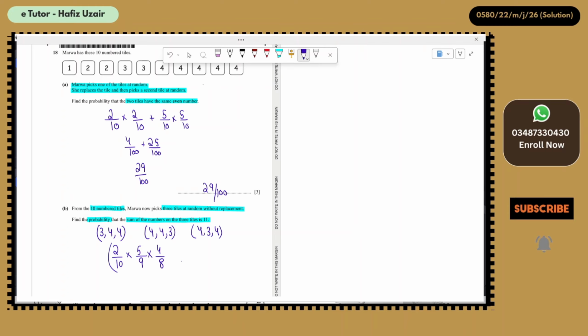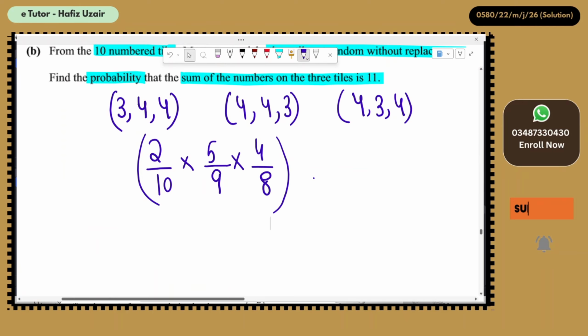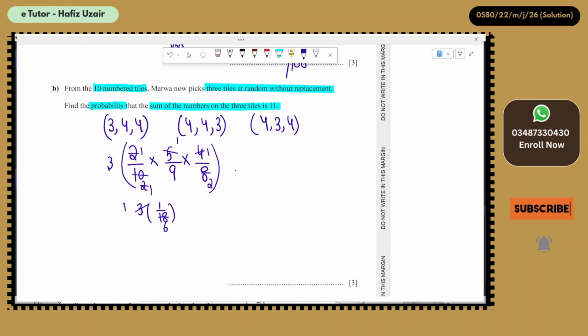All right. Now, if I pick 4 first, 4 second, then 3, their product always remains the same. Now I will just simply multiply it with 3. Let's write 3 over here. Now just simplify this. 5 times 1 is 5, 5 times 2 is 10, 2 times 1 is 2, 2 times 1 is 2, then 4 times 1 is 4, 4 times 2 is 8. Now this is 3 into 1 over 18. If you simplify this, you will get 1 over 6 as your final answer.